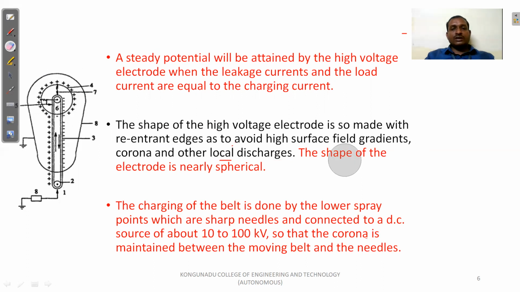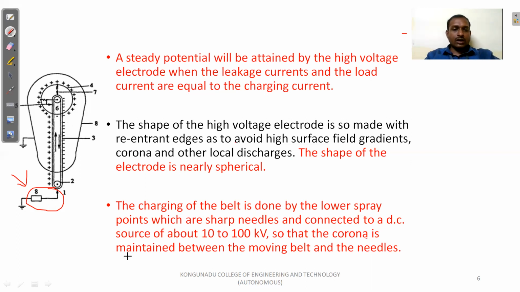The charging of the belt is done by the lower spray point here. With the help of the lower spray point, we spray positive charges onto the belt, using a sharp needle connected to the DC source. This DC source has a value of 10 to 100 kV. The positive charges are sprayed at the lower spray point, and this moves to the belt.